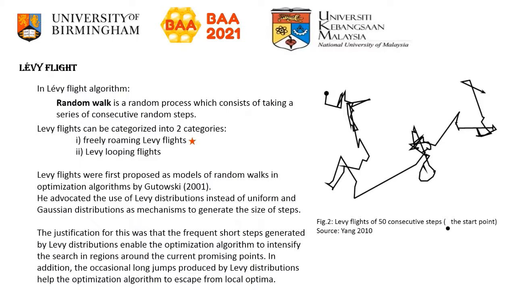Levy flights were first proposed as models of random walks in optimization algorithms by Gutowski in 2001. He advocated the use of Levy distributions instead of uniform and Gaussian distributions as a mechanism to generate the size of steps. The justification was that the frequent short steps generated by Levy distributions enable the optimization algorithm to intensify the search in regions around the current promising points. In addition, the occasional long jumps produced by Levy distributions help the optimization algorithm to escape from local optima.